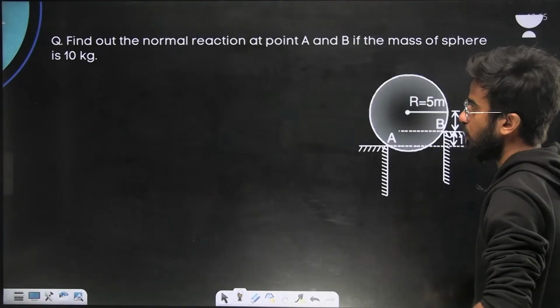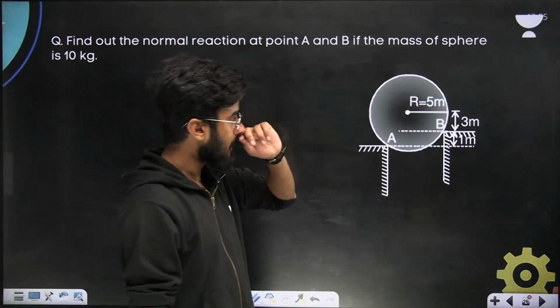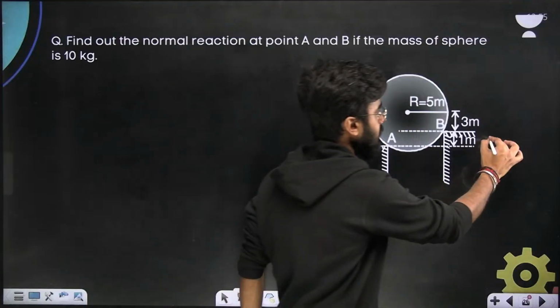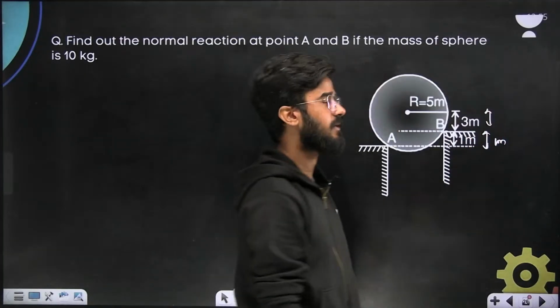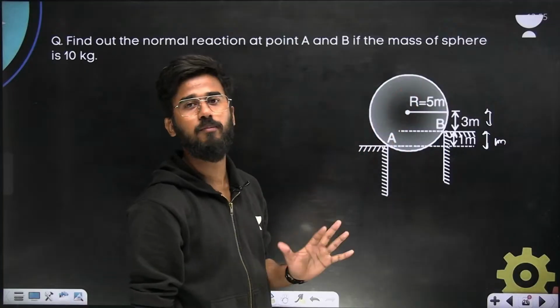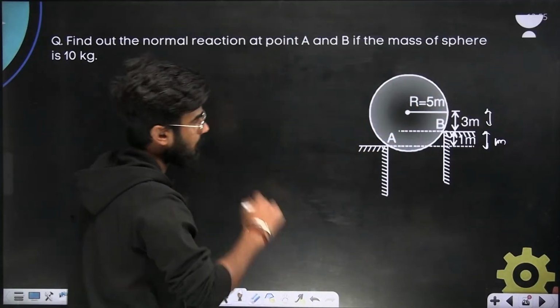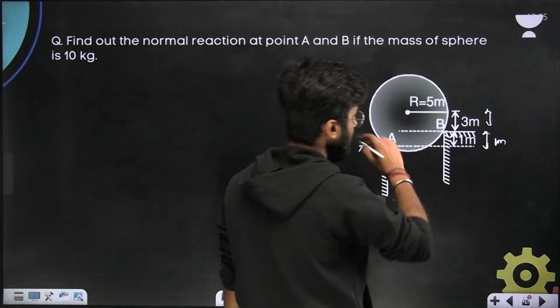Suppose that this is the block. This is a good problem, one of the good problems. Now there is some data given here. This distance is 1 meter, this distance is 1 meter, and this distance is 3 meter. The radius of this particular sphere is 5 meter. We have to find the directions of the normal also.